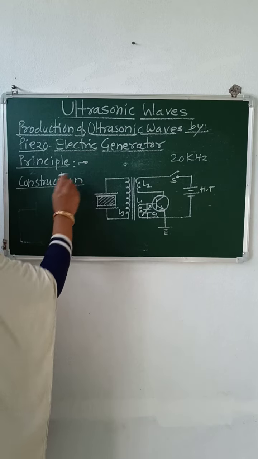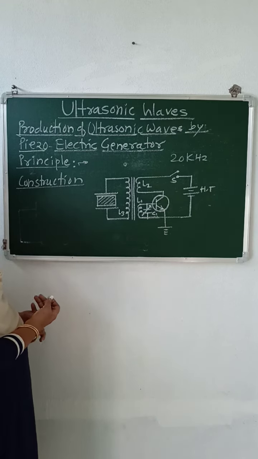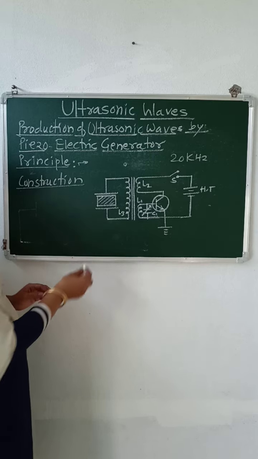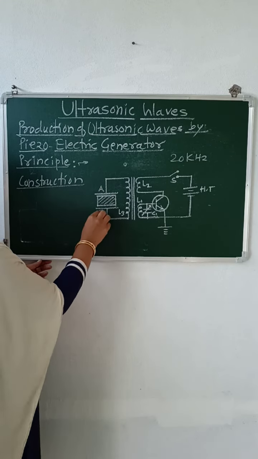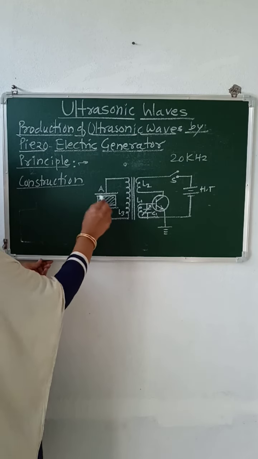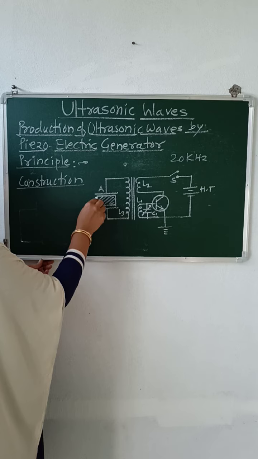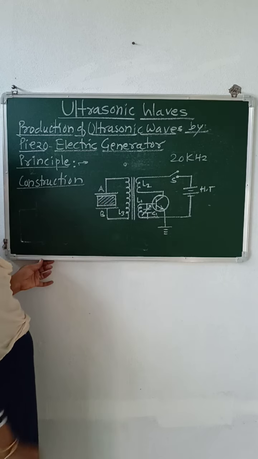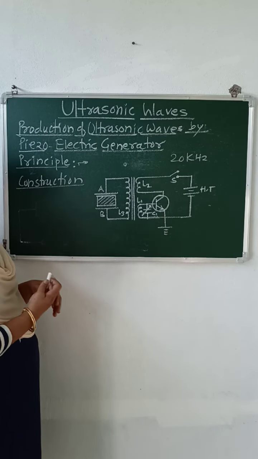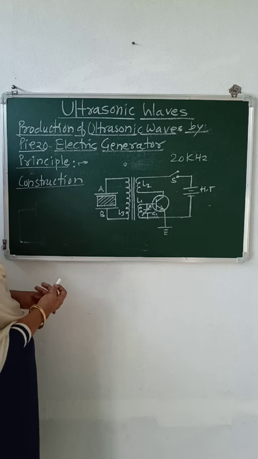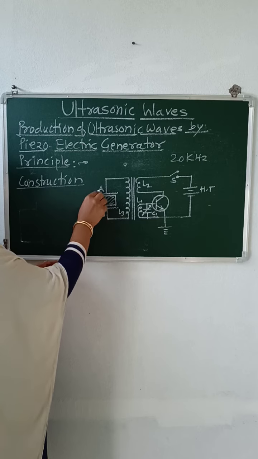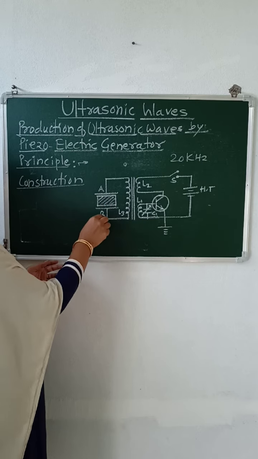Okay. Now for the construction, we have to consider the basic circuit for the production of ultrasonic waves, which is like this. It consists of a parallel plate condenser or capacitor, where the space between the plates is filled with a suitably cut crystal of calcite or quartz. Generally quartz is used here. Therefore, the quartz crystal is suitably cut and placed in the space between the parallel plate condenser.